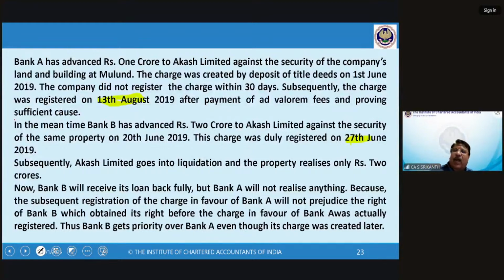So obviously they have paid ad valorem fees and they have proved sufficient cause. That is, if just like that, by paying fees, you cannot say I have registered. You have to show why there was a delay. Why is there a delay? Corona came as a great benefit for us in that gap.